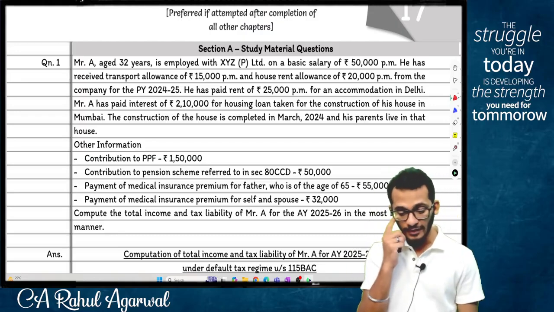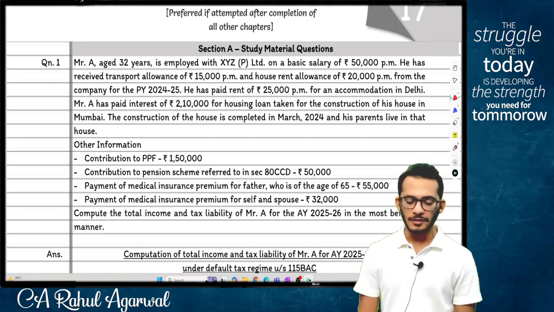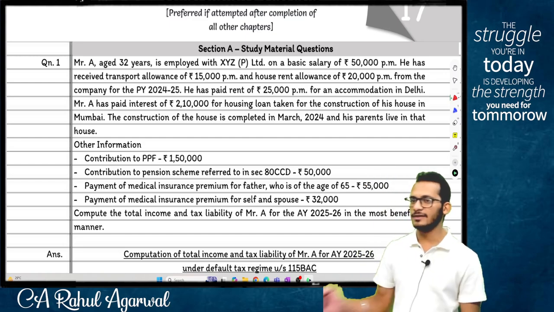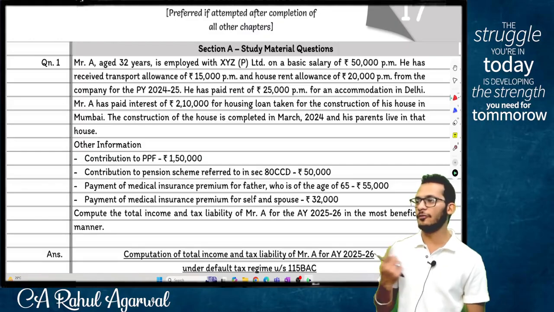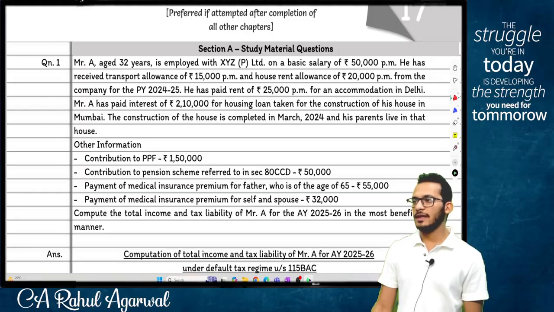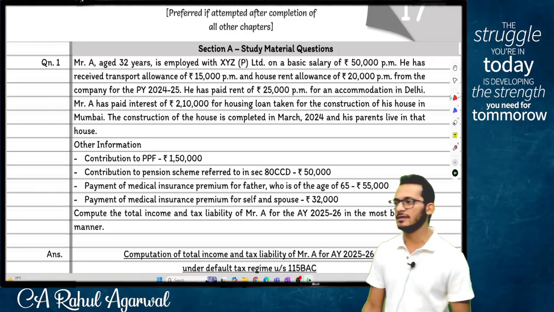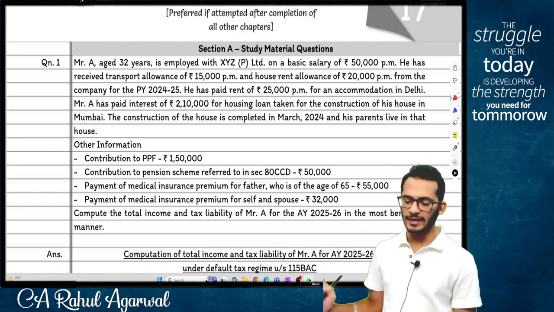The other information is given to you. The contribution to PPF is 1,50,000, 80C. Contribution to pension scheme is 80CCD. They have itself given to you. People, when it comes to 80CCD, there are two contributions, self and employer. This is self-contribution. And the self-contribution rule says for the first, no restrictions. I have paid 50,000, no restriction. I can take it as it is.